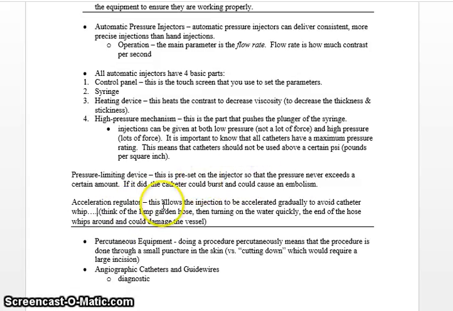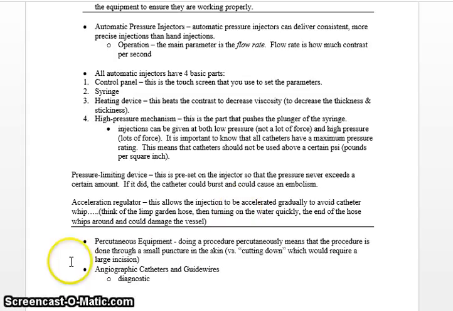Acceleration regulator. This allows the injection to be accelerated gradually to avoid catheter whip. Think of a limp garden hose, and then when you turn the water on quickly, the end of the hose whips around, and that could happen with a catheter as well and could cause damage.